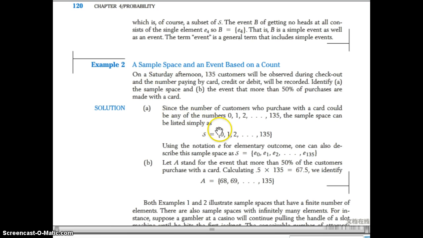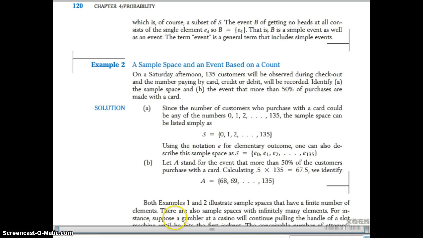So notice that the sample space is not the customers. It's not like Matt or Mary or Pat. It's not the names of the customers. It's the number of the customers. How many of them used a card? So that is one way to list all the answers.